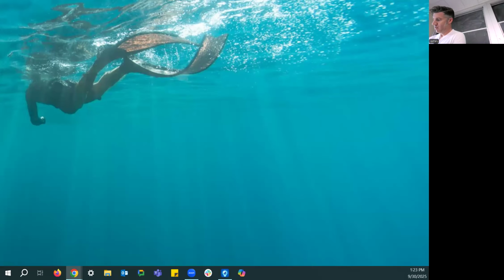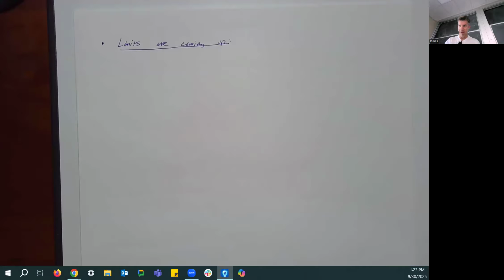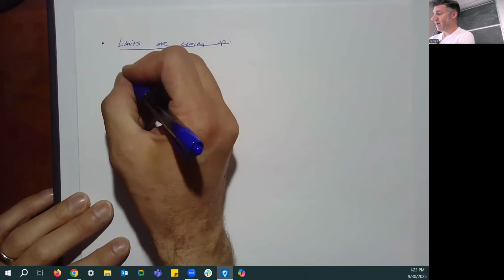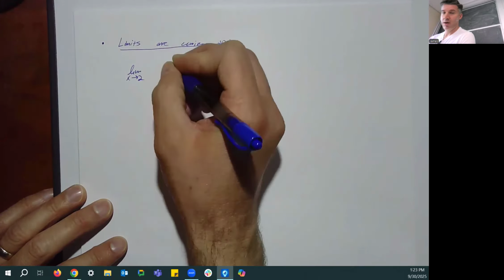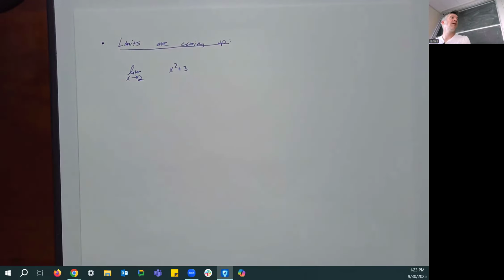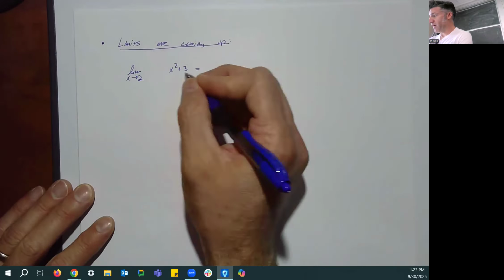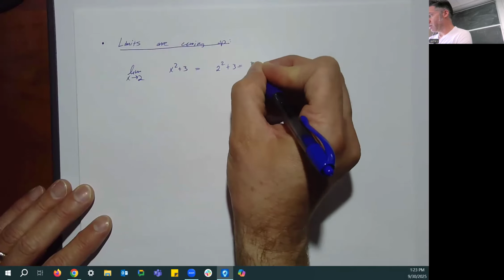So, looking towards the future, limits are on the horizon. There's really a couple things I want to remind you of when it comes to limits. Sorry, I hit a button that did something. There you go. The first thing you should remember about limits is to evaluate a limit, plug in what x is approaching. So if I have the limit as x approaches 2 of x squared plus 3, I see no issues. I'm just going to substitute in 2 for x and get 2 squared plus 3, which is 7.